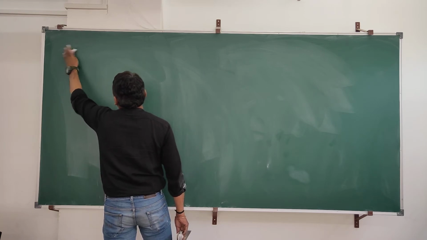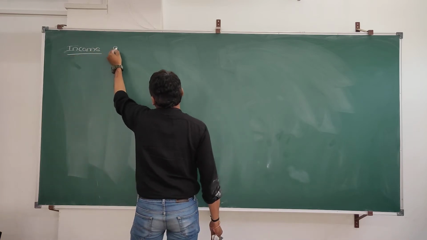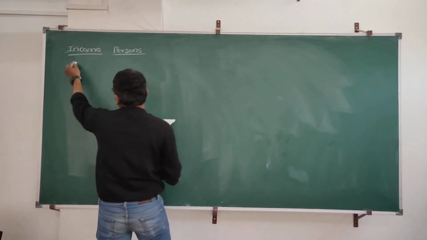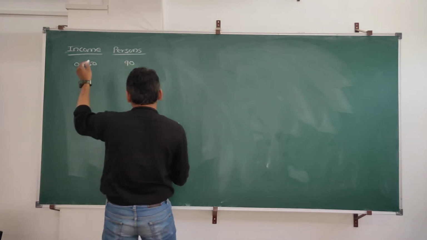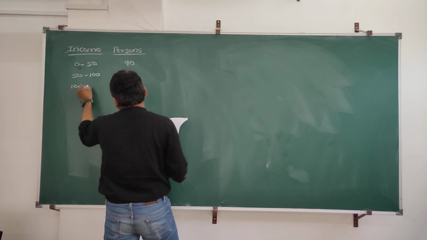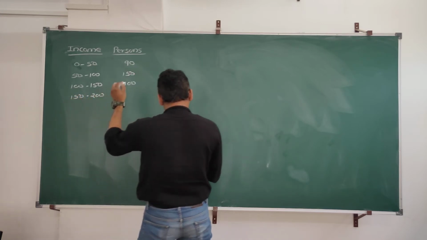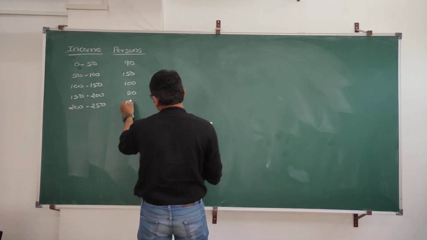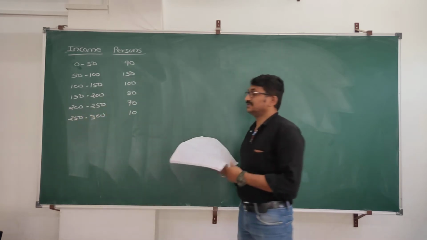And write here two columns: first column income, second column persons. Income and persons. Okay. Income column: 0 to 50, persons 90; 50 to 100, persons 150; 100 to 150, persons 100; 150 to 200, persons 80; 200 to 250, 70; 250 to 300, 10. This much information is given to you.